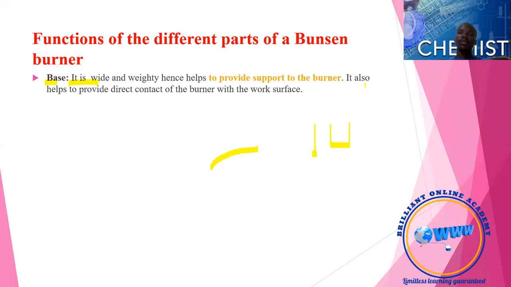Another function, I've said again, it also provides direct contact of the burner with the workplace. Direct contact means that this base will be in contact with the working place or the bench that you will be using, because in the laboratory you will do experiments using the Bunsen burner as a source of heat when heating. So that base will provide direct contact with the bench that you're using in the laboratory.